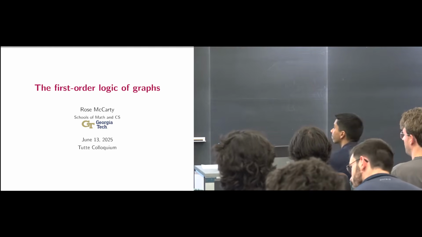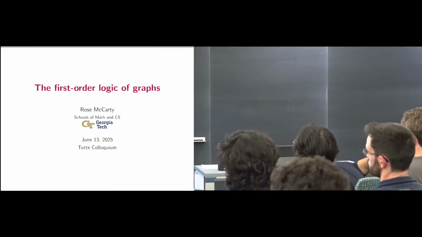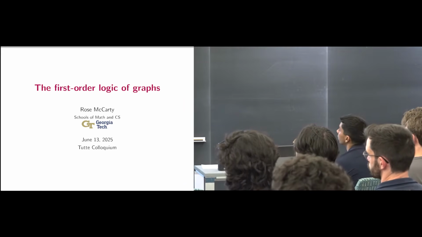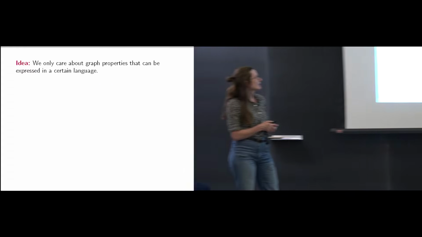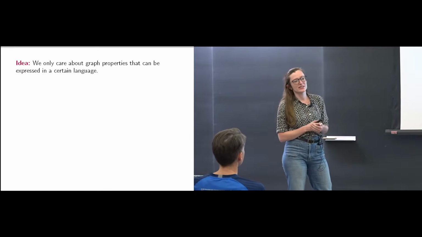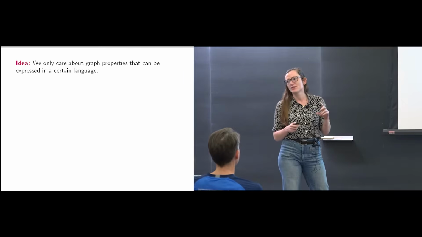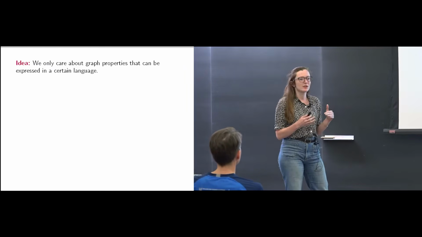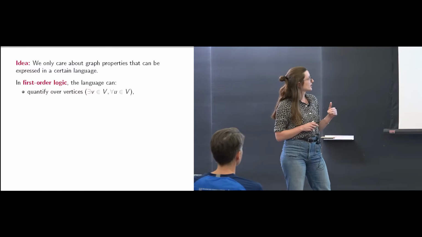So today I'm going to be talking about something which is a little different for me, and that is the connection between first-order logic and graph theory and computational complexity. So the idea whenever we care about first-order logic is that you only care about graph properties that can be expressed using certain rules. And so I'm just going to start by telling you what those rules are. And this is going to be the first-order logic.